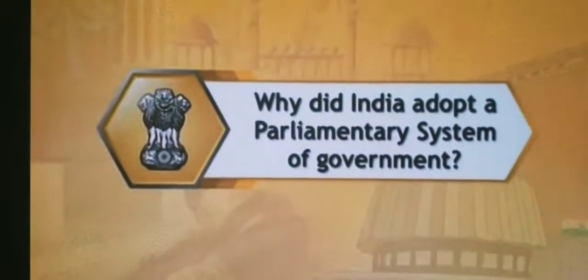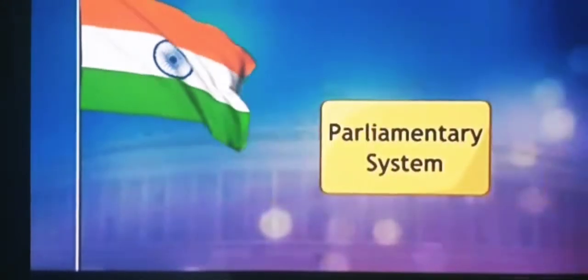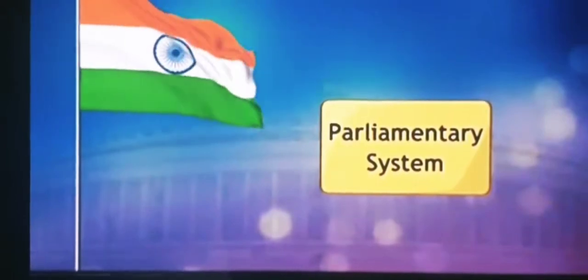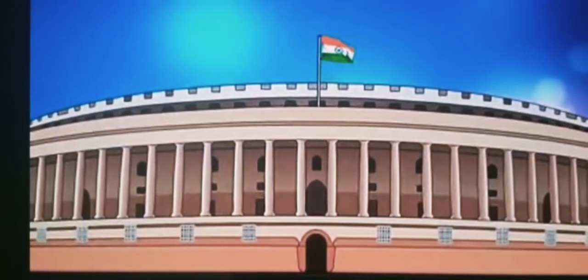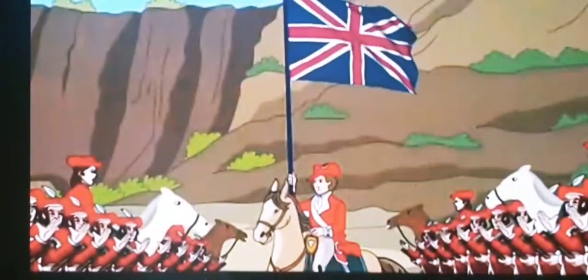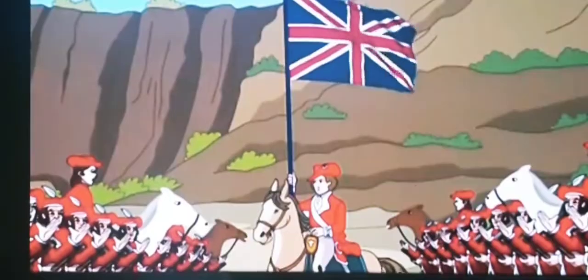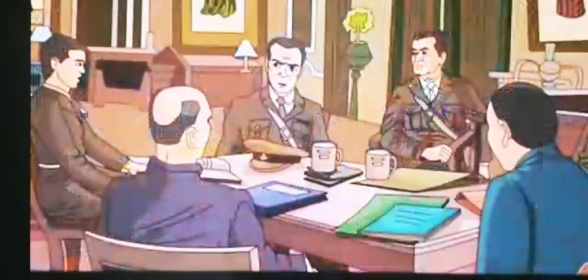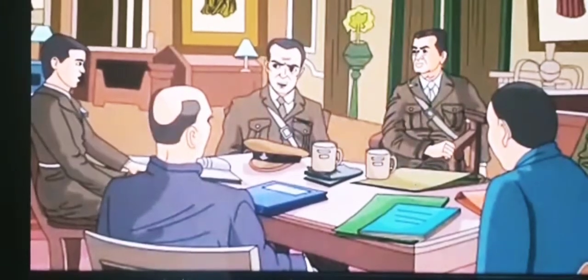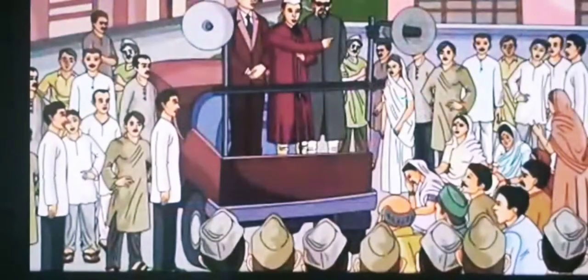Why did India adopt the parliamentary system of government? India adopted the parliamentary system of government for several reasons. The development of parliamentary institutions started during the British rule. The British rulers governed in accordance with this system. The parliamentary system of government in India is also in a way a product of the freedom movement. India was familiar with this system of government.